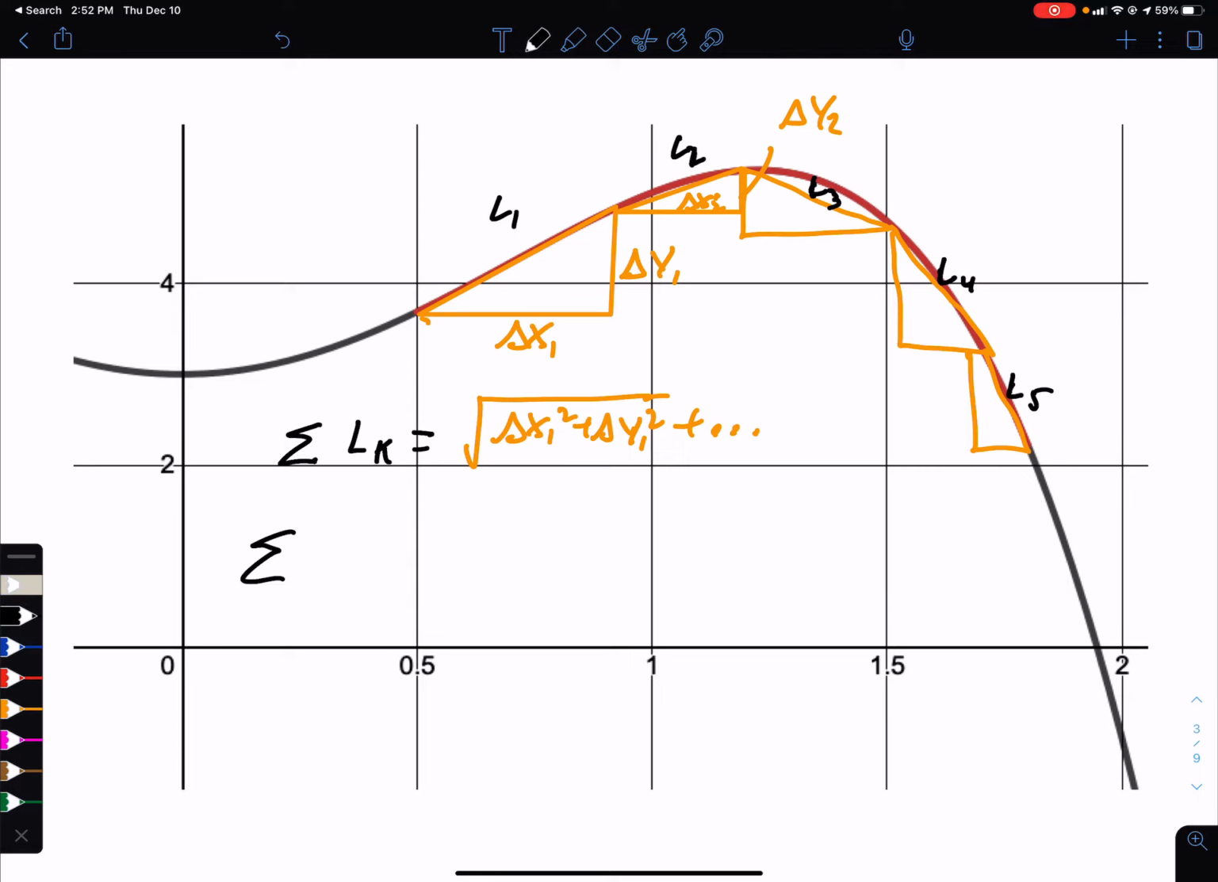Let's think about what's going on here. These are parametrics. Delta x, delta y. Let's change this. So our L sub k, I need that. So we're going to go from k equal 1 to our last one, and it's going to be this, delta x sub k squared plus delta y sub k squared.